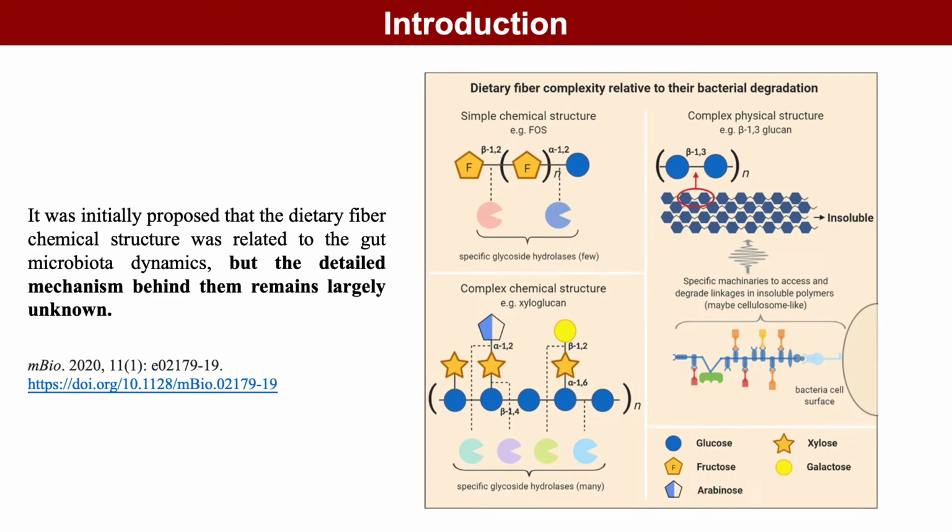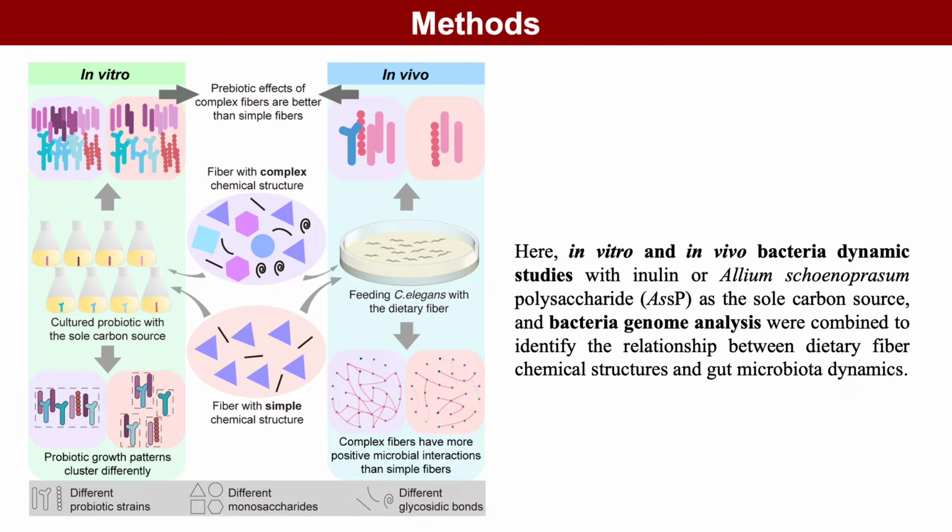Although there are some preliminary reports on the relationship between dietary fiber structure and gut microbiota dynamics, the detailed mechanism behind them remains largely unknown. Here, we combine in vitro and in vivo bacterial dynamic studies with inulin or AssP as the sole carbon source and a bacterial genome analysis to identify the relation between dietary fiber chemical structures and gut microbiota dynamics.